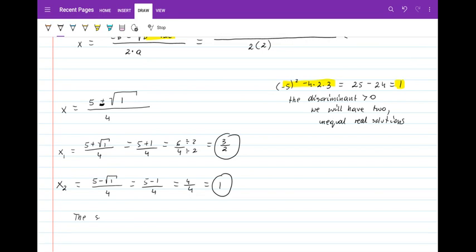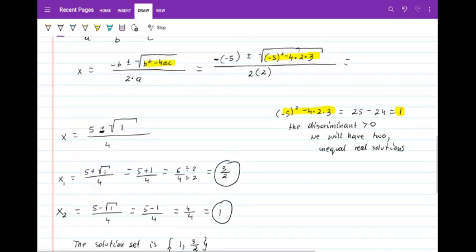I will just write this down that the solution set is, and we have 1 and 3 over 2. So like you see, it's very helpful to calculate that discriminant at the beginning, so you will know exactly what type of solution you will end up.